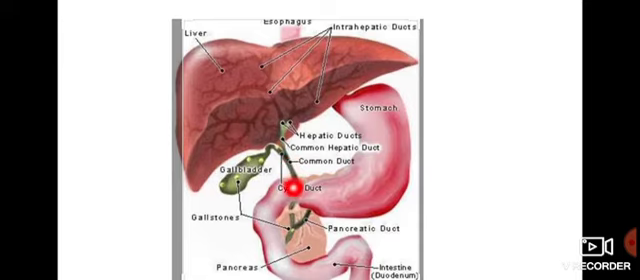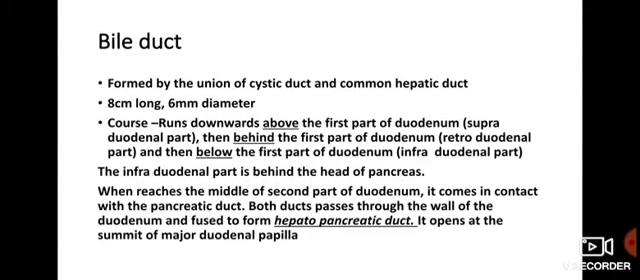supraduodenal part, retroduodenal part, and below, infraduodenal part. This is infraduodenal. Here comes the retroduodenal. Retro means posterior to the duodenum, and this is the supraduodenal part. These are the three different parts of the bile duct.